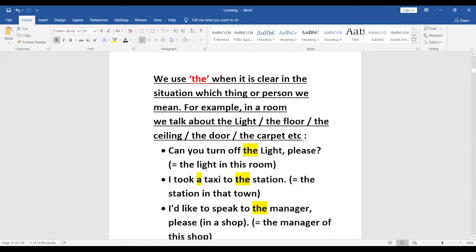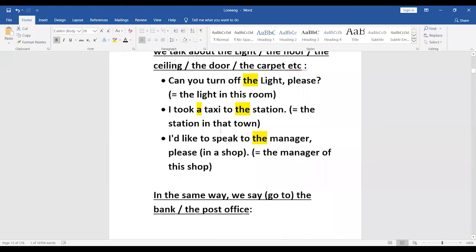Okay. We use the when it is clear in the situation which things and persons we mean. For example, in a room, we talk about the light, the floor, the ceiling, the door, the carpet, etc. Right? Now, can you turn off the light, please? So we're being very specific about the light in that particular room, and that is why we're saying the light, please. I took a taxi to the station. Taxi, there are hundreds of taxis.